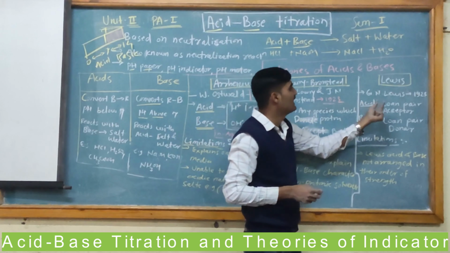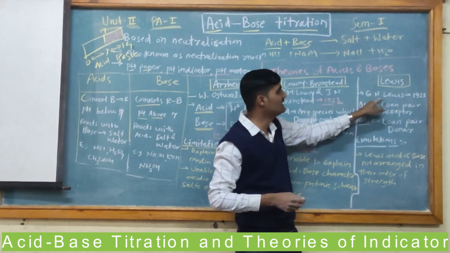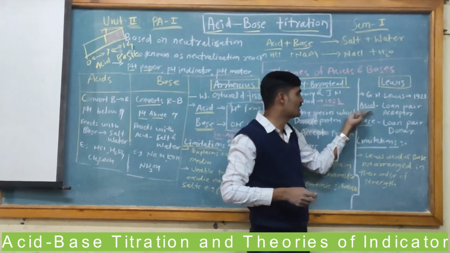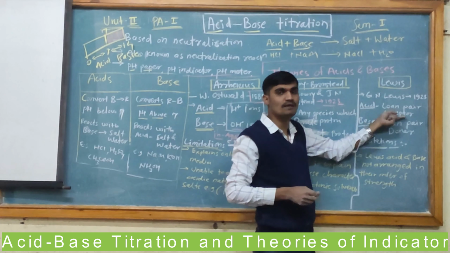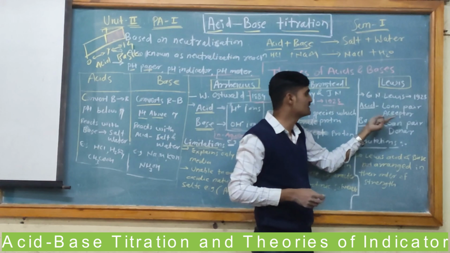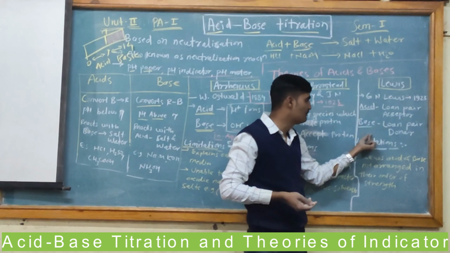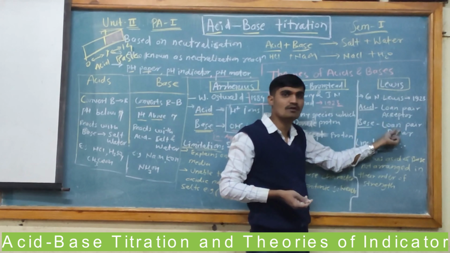And the last one is the Lewis theory, which was developed by the scientist Gilbert Lewis in the year 1923. Again, in the same year this theory was developed. According to this theory, acid is a lone pair acceptor. The species which can accept a lone pair of electrons is called an acid, and a base is one which can donate a lone pair of electrons.